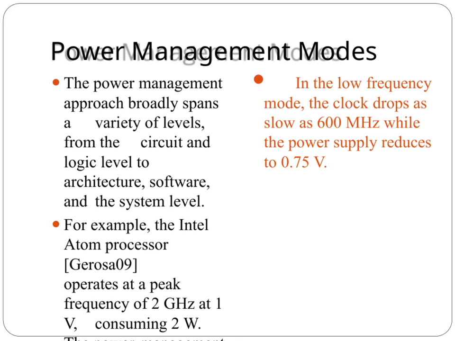Take the Intel Atom processor as an example. It normally runs at a peak frequency of 2 GHz with a voltage of 1 volt, consuming about 2 watts of power. However, when operating in low-frequency mode, the processor reduces its clock speed down to 600 MHz, and the power supply voltage decreases to 0.75 volts. This significant reduction in both frequency and voltage allows the processor to save power and operate more efficiently during less demanding tasks.